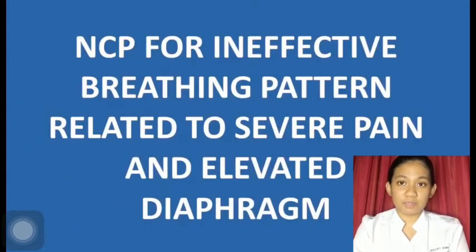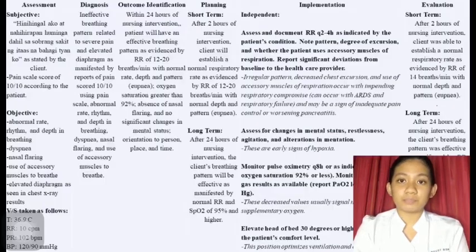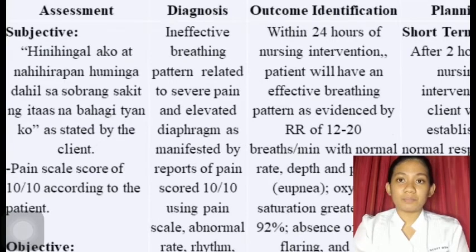For the next NCP, we have here the NCP for ineffective breathing pattern related to severe pain and elevated diaphragm. Let's start with assessment. Subjective cues. "Hinihingal ako at nahihirapan huminga dahil sa sobrang sakit ng itaas na bahagi ng tiyan ko," as stated by the client. And pain scale score of 10 out of 10 according to the patient.